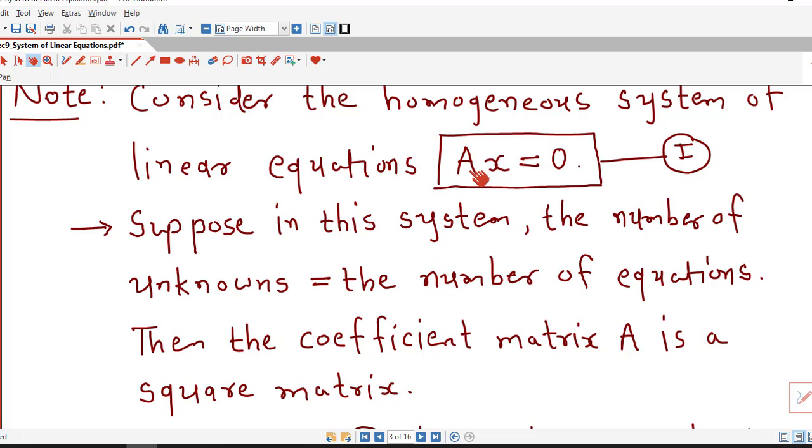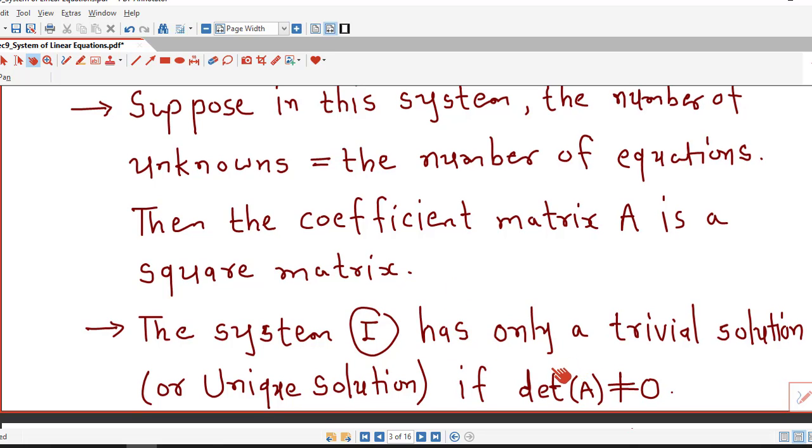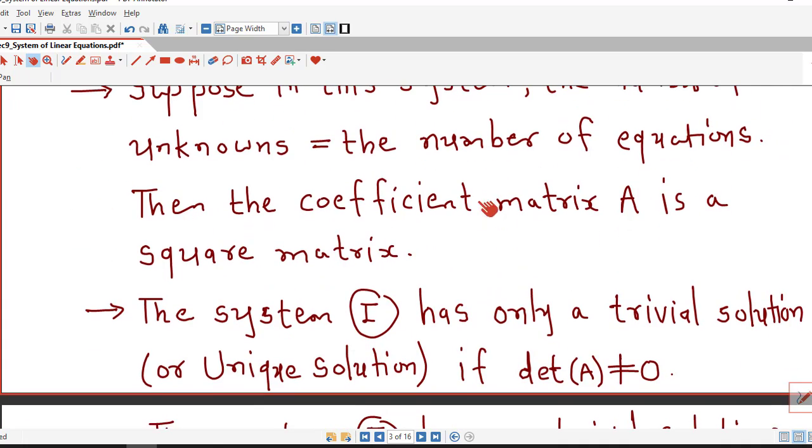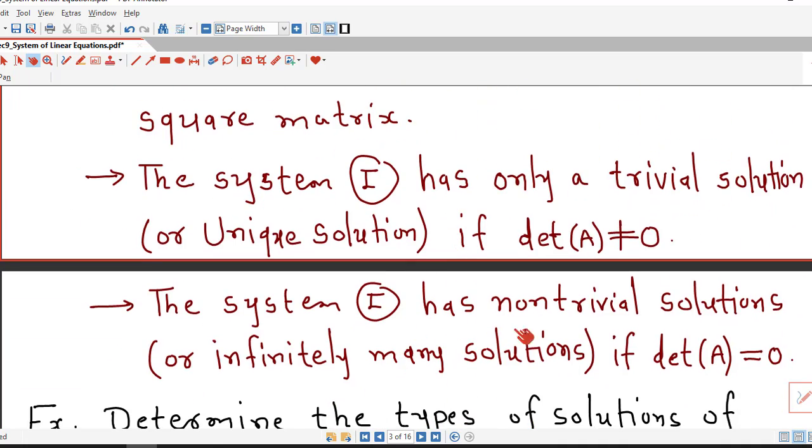So if the determinant of this coefficient matrix is non-zero, then the given system has only a trivial solution, that is, only a zero solution. If the determinant of the coefficient matrix is non-zero, then this homogeneous system has a unique solution, or only a trivial solution. And this system has non-trivial solutions or infinitely many solutions if the determinant of the coefficient matrix is 0.